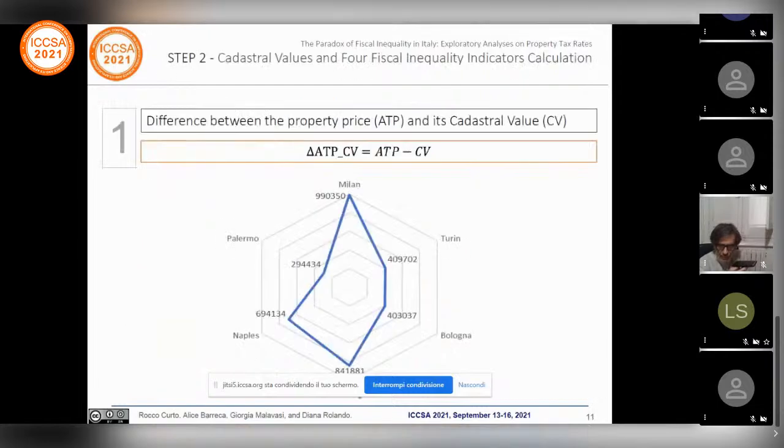Okay, thank you, Alice. Good morning, everybody. So the first inequality indicator we developed is the difference between the property price and the cadastral value. By comparing this delta across the considered cities, a high variability emerged, as you can see in the graph. The highest score is in Milan, followed by Florence and Naples.